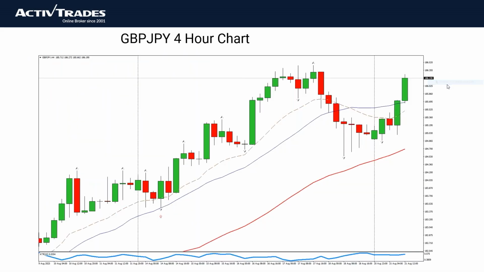So as an example from last week, this is pound against the Japanese yen 4-hour chart. Price has been in an uptrend. Price has been above the 20 and above the 50, and so we can see that's been a very clear trend.